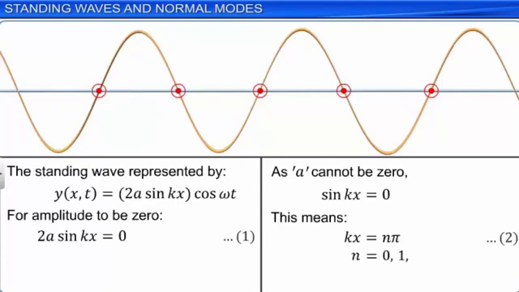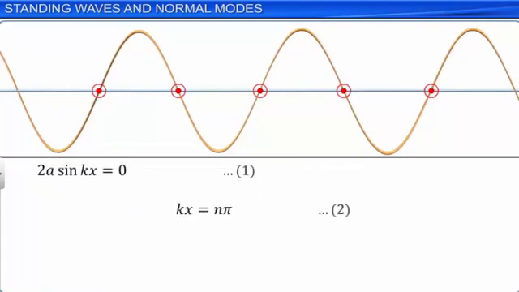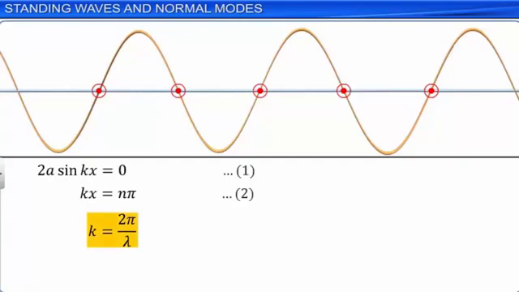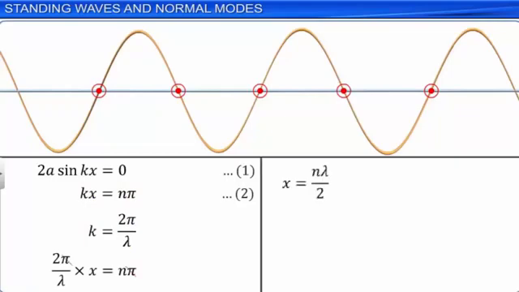We know that k is equal to 2 pi by lambda. Substituting k is equal to 2 pi by lambda in equation 2, we get x is equal to n lambda by 2 for n is equal to 0, 1, 2, 3, and so on. x gives the positions of 0 amplitude of the resultant standing wave. The positions of 0 amplitude are called nodes. The distance between any two consecutive nodes is lambda by 2.